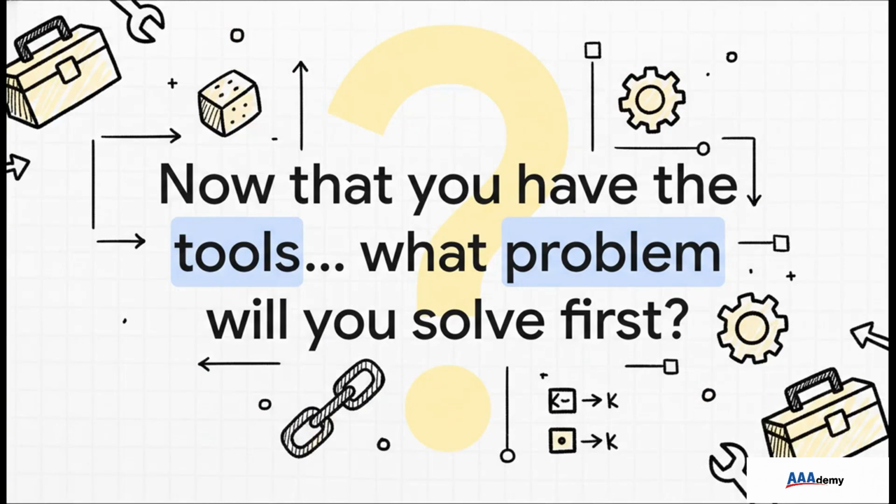So, there you have it. Your tool belt is now filled with four powerful, distinct tools. You know the difference between mutable and immutable, and you know exactly when to use each one. The only question left is, what are you going to build first?